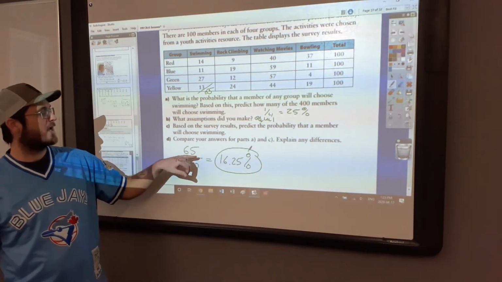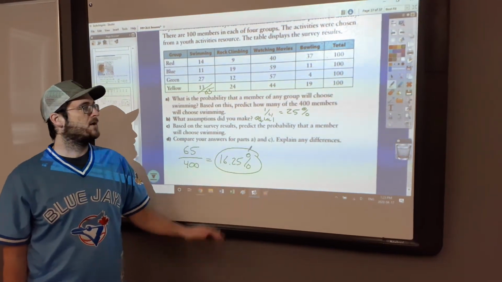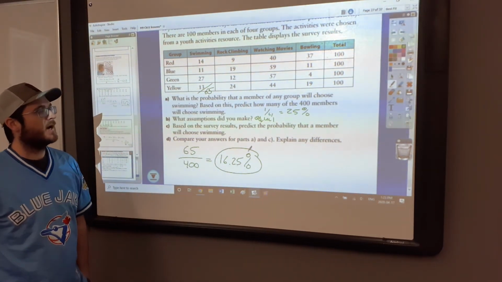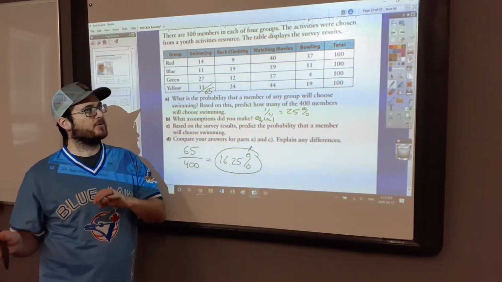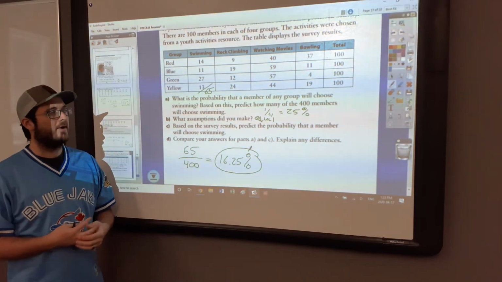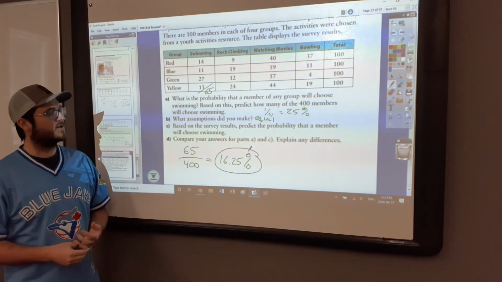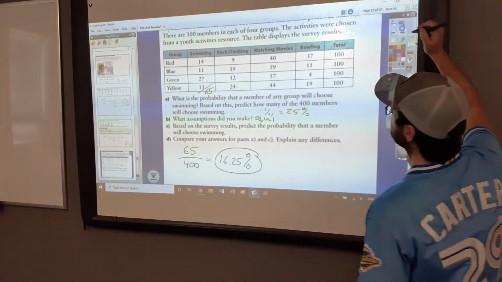So compare your answers in A and C. Well, if all things were equal, we would expect 25%. This is only 16%. That just shows that the theoretical and the experimental, after we actually do the experiment or do the survey, are always going to be different. It's pretty rare that you would get the exact percentages. Okay, so that's how many would choose swimming.